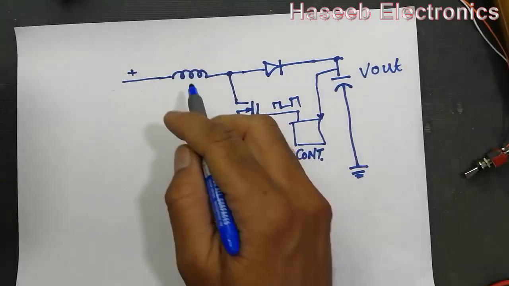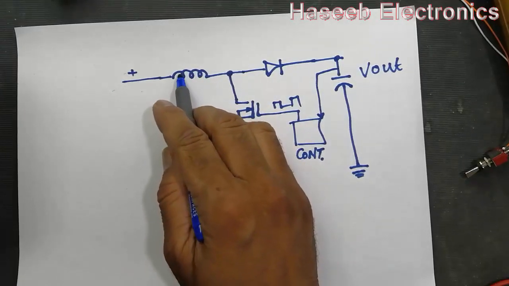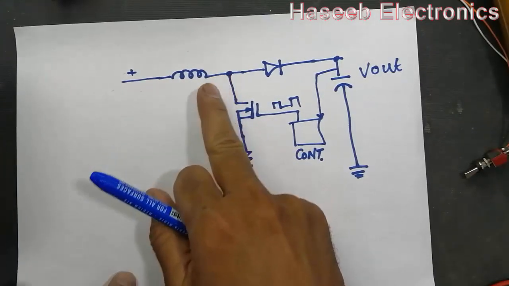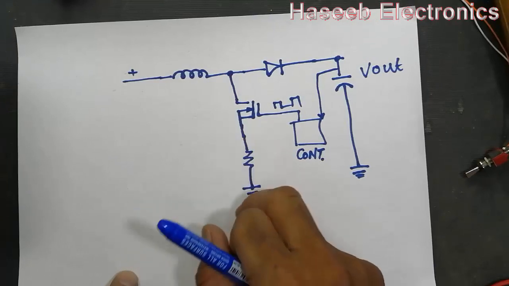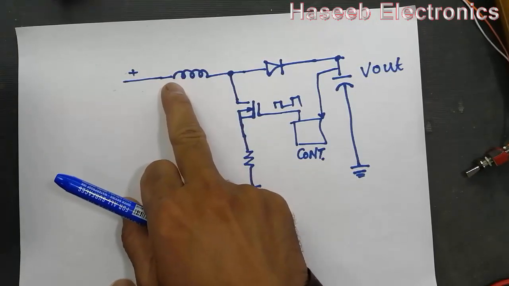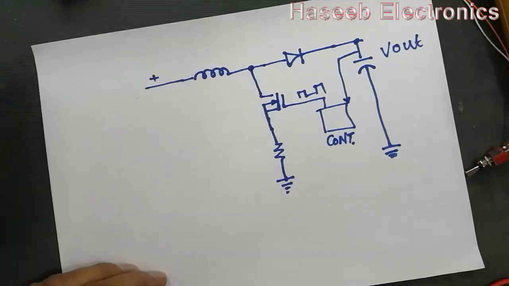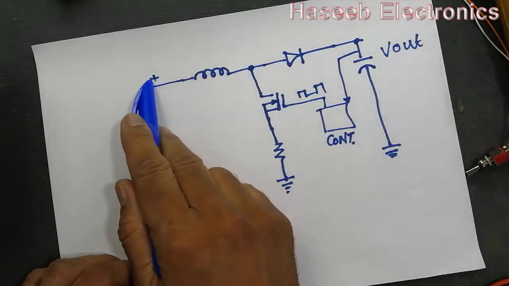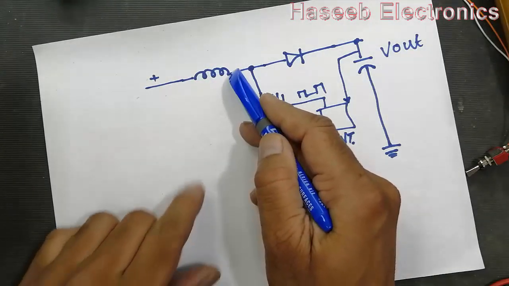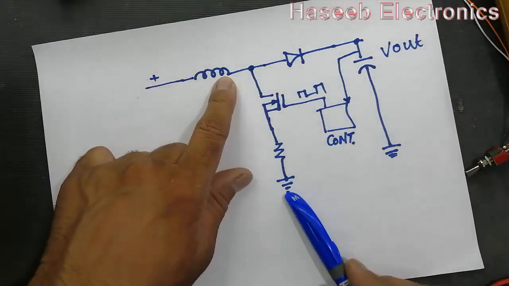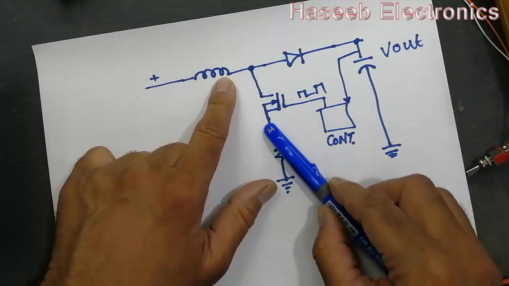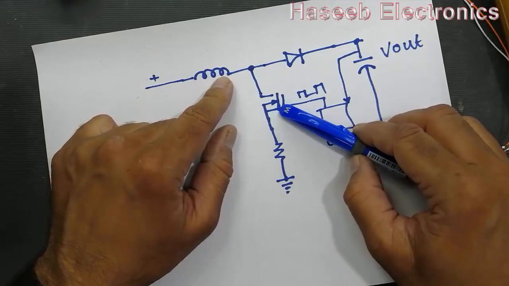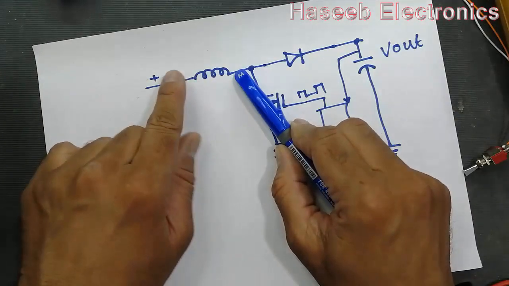So what will happen? This high amount of current will flow here, so it will generate a strong magnetic field. When current is flowing, this end is positive, this end is negative, because this negative end is connected through a shunt to the source. Its on-resistance is milliohm. So this end will be negative, this end will be positive.